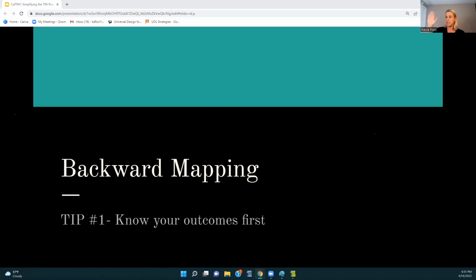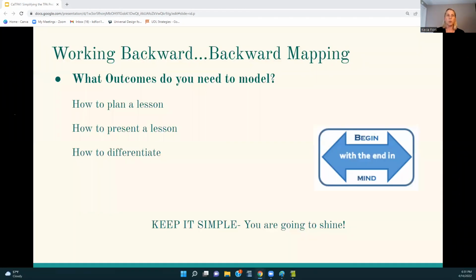That I didn't teach them the strategy the way that it was going to be assessed, that I missed something important. So we need to know what the assessment outcomes are before we plan our lesson. So what outcomes do you need to know? You need to model how to write a lesson, how to present a lesson, and how you're going to differentiate in that lesson.